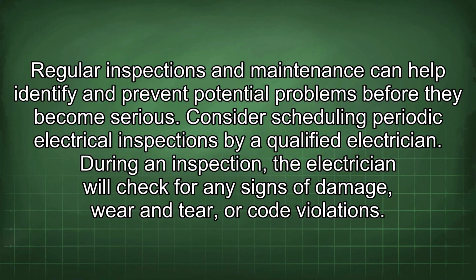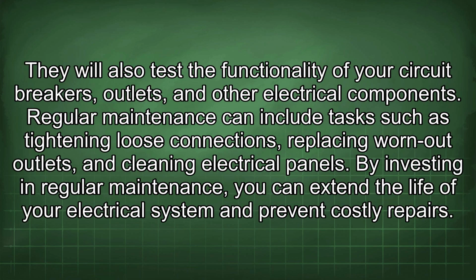During an inspection, the electrician will check for any signs of damage, wear and tear, or code violations. They will also test the functionality of your circuit breakers, outlets, and other electrical components. Regular maintenance can include tasks such as tightening loose connections, replacing worn-out outlets, and cleaning electrical panels. By investing in regular maintenance, you can extend the life of your electrical system and prevent costly repairs.